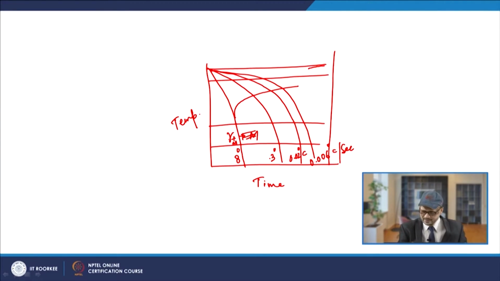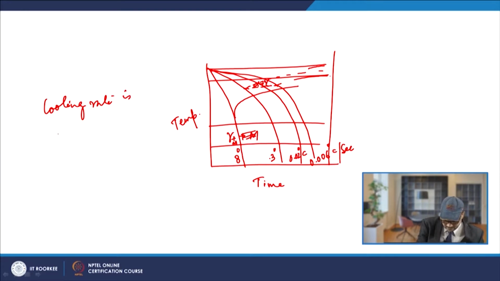Now, in this case you will have a line that shows the different transformation lines. So this zone will be alpha plus gamma. So what do we see in this continuous cooling curve? Now, if the cooling rate is less than 0.006 degree centigrade per second, then your structure will be pro-eutectoid ferrite plus pearlite.